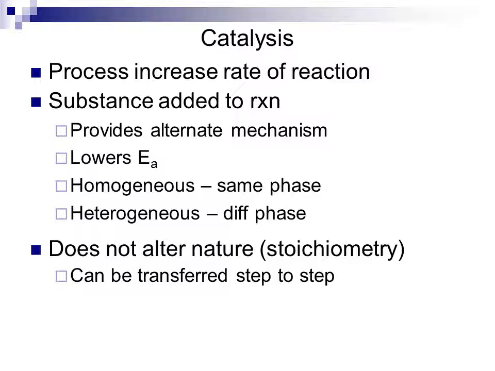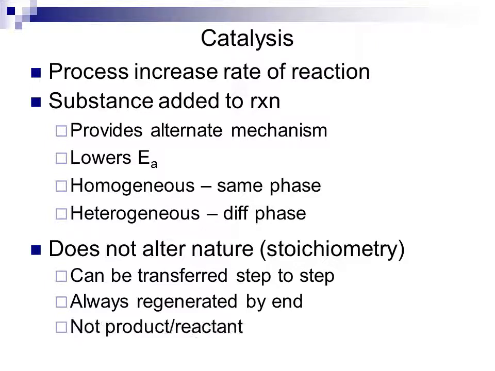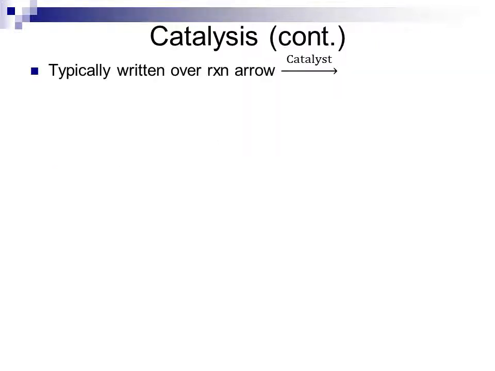A catalyst can be transferred between steps in a mechanism, but must always be regenerated by the time the reaction is over. So the catalyst is not produced or consumed by the reaction. Therefore, it is not listed as either a product or a reactant. It is put into the reaction at the beginning and comes out of the reaction at the end unchanged overall. Typically, the catalyst is written over the reaction arrow.